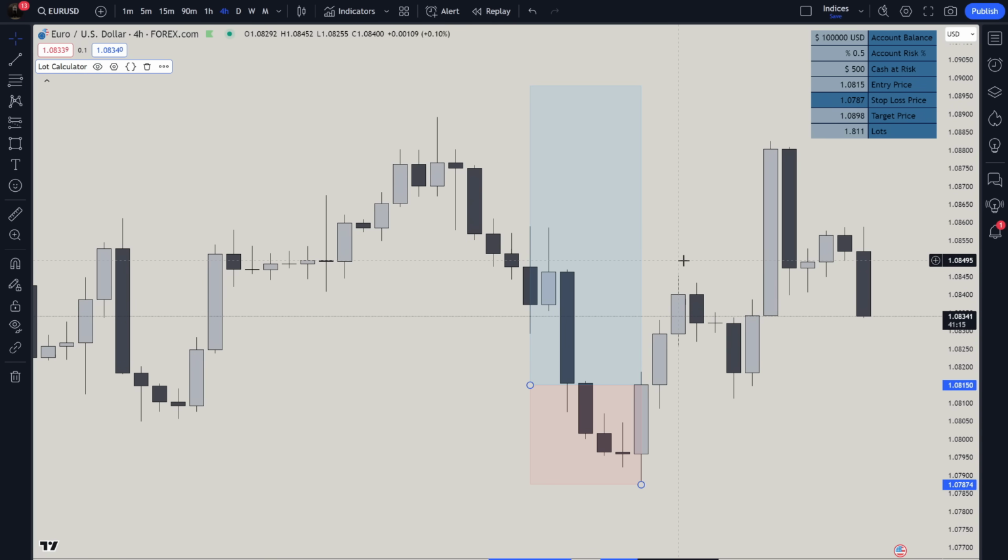This is one of the most important indicators that I use because it's related to something that is very crucial in order to be profitable, which is risk management and calculating your lot size.